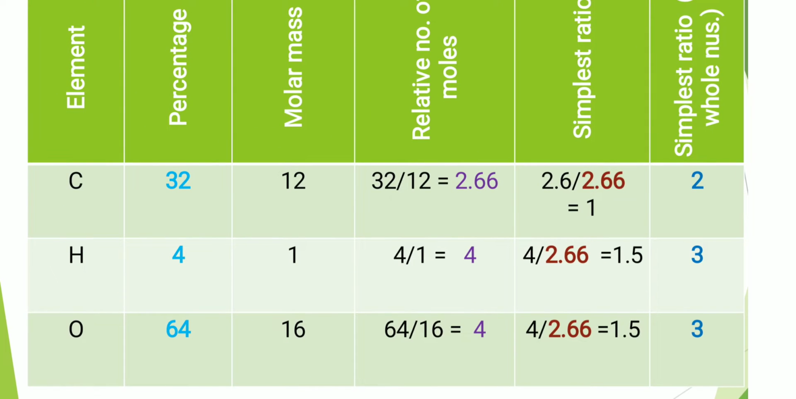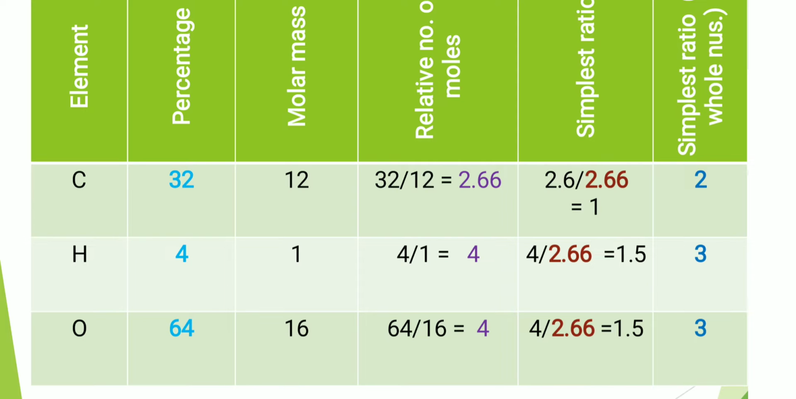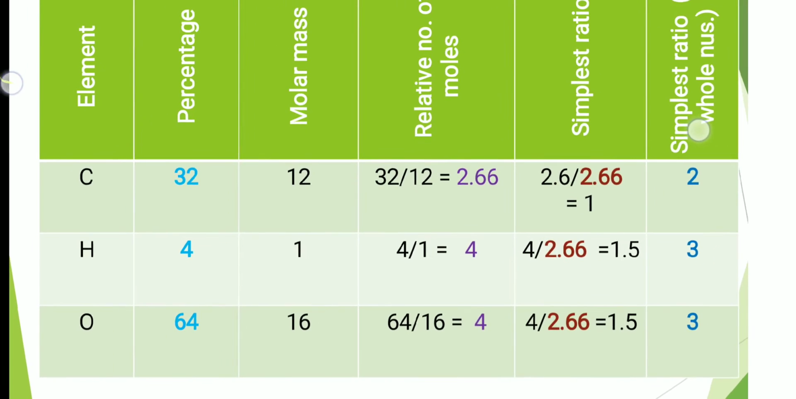Let us do, first we are going to calculate for carbon. The element symbol is carbon, so we put C. Then the percentage given in the example is 32%, so we write 32. The molar mass of carbon is 12, so we write 12. Element is C, carbon, given percentage is 32, molar mass is 12.